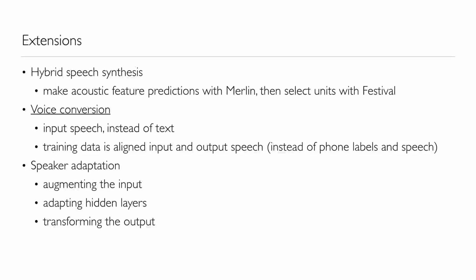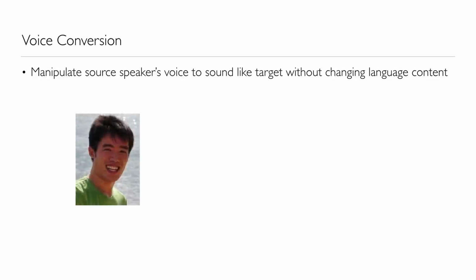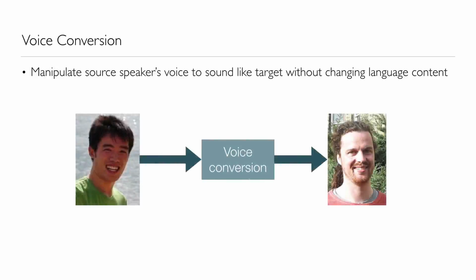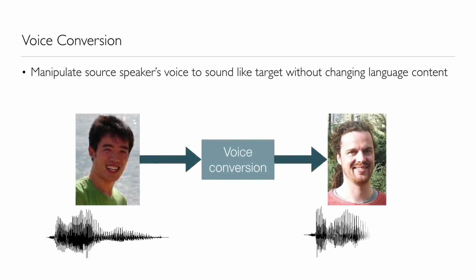So the next topic I'm going to talk about is voice conversion. How can we change the Merlin toolkit to do voice conversion? Voice conversion, I think from the name, is very easy to understand. It is to manipulate the source speaker's voice to sound like the target speaker without changing the language content. For example, I can speak one utterance, and through voice conversion it sounds like Simon. So basically, it's a mapping problem.